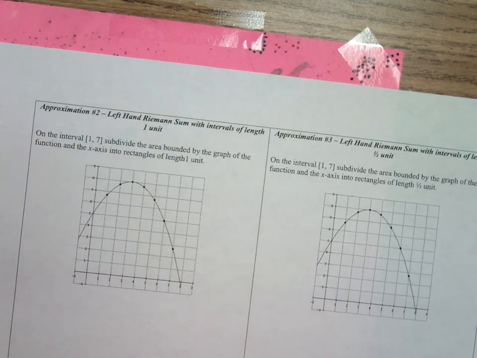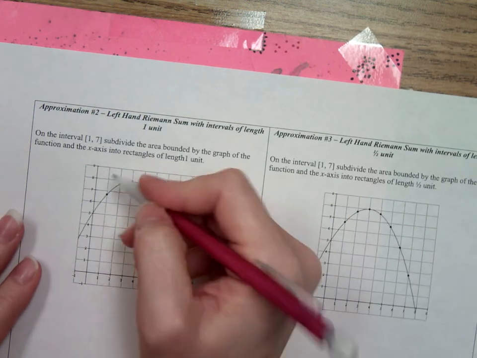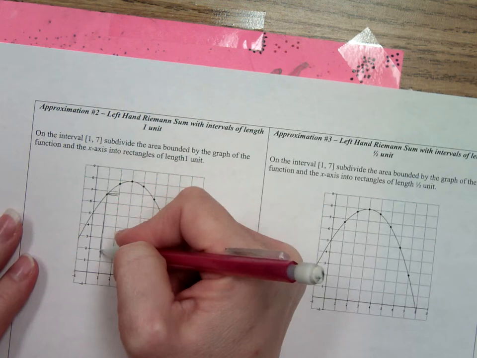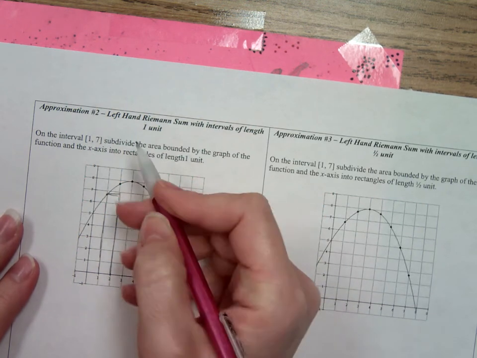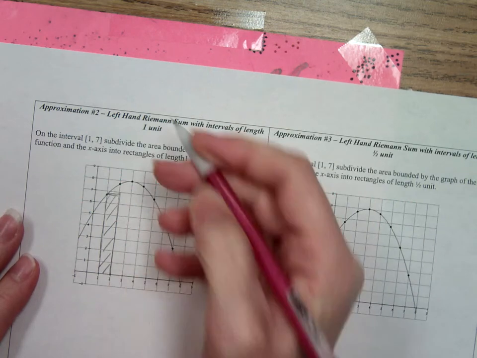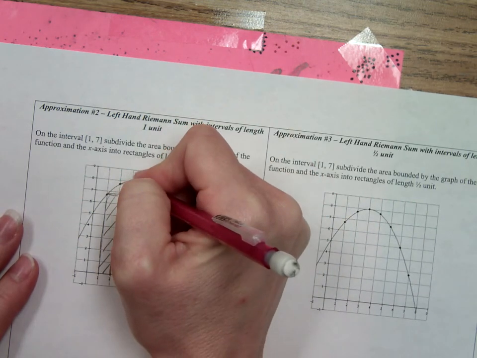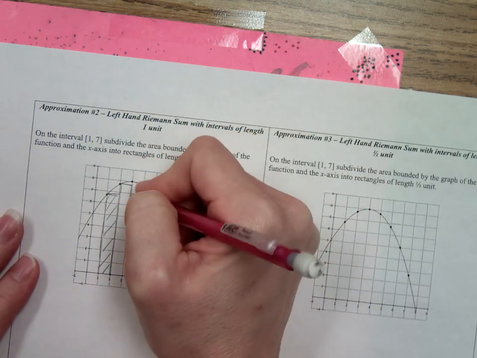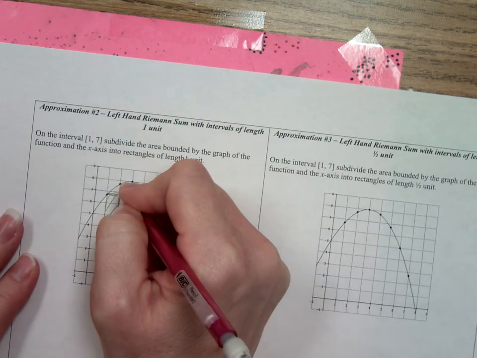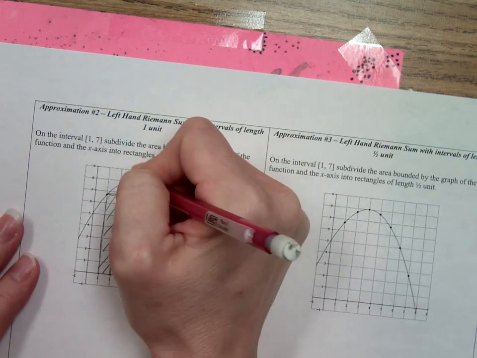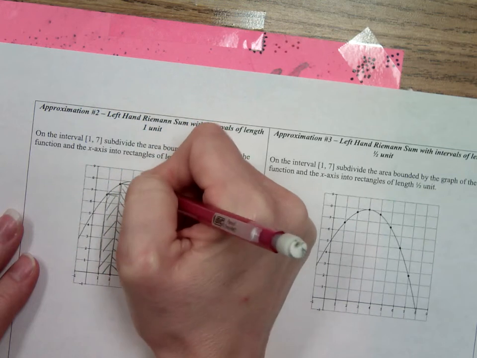So now let's just do it with 1 unit. Still from 1 to 7. So I'm going to start here, and that's one of my rectangles. And here's a rectangle. Here's a rectangle.